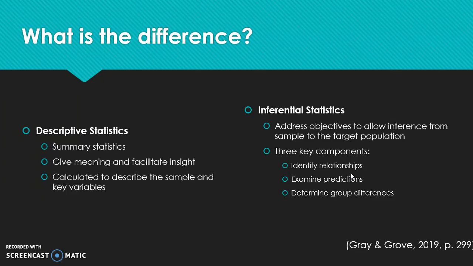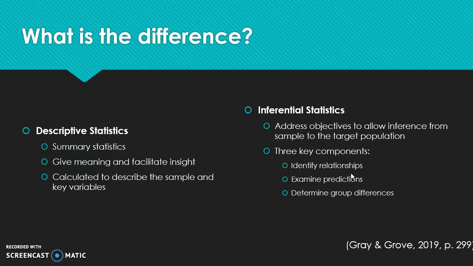So descriptive statistics are a summary of the overall statistics. They give meaning to the study. They facilitate insight. They're often written in the narrative format with few statistics even involved within the sentence. They're calculated to describe the sample and its key variables. So it's very generic, broad, sort of generalized. They're just describing the overall statistics of the study.